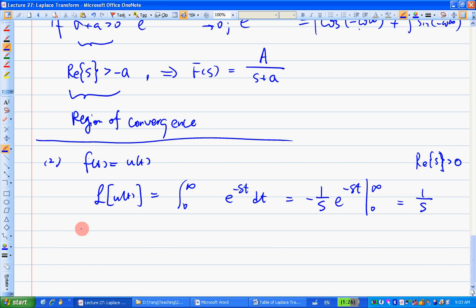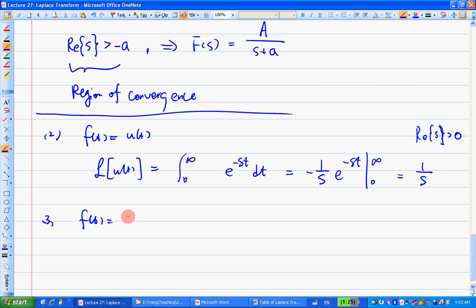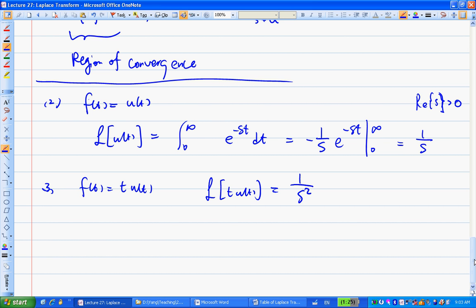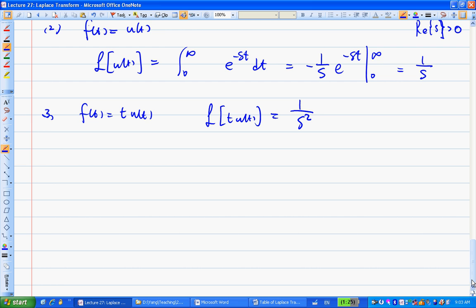Similarly, you can also get it if f of t equals t, not t squared, t u of t. So when you have a t multiplied by u of t, you'll have the corresponding Laplace transform by applying the formula, which is 1 over s squared. Okay, 1 over s squared. So take a look at many of these typical results. I did give you a proof in the lecture notes here. So feel free to go over the lecture notes and try some of these proofs by yourself.